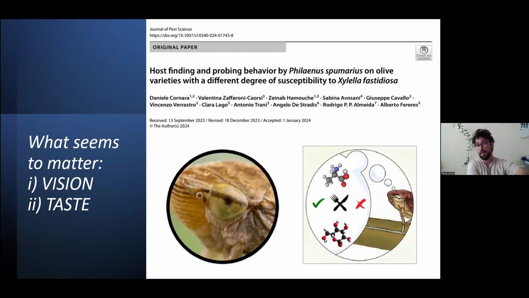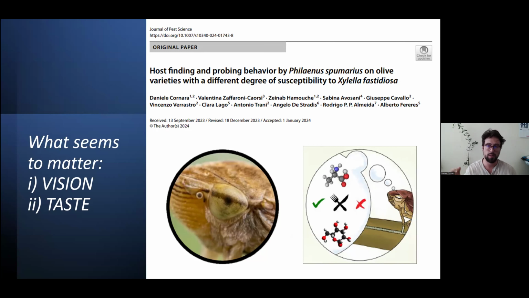This work has been published in the Journal of Pest Science. Here is the reference, and the two main take-home messages are these. First, there is an external difference in olive varieties: when Philaenus is given a choice, in our experiment, it goes toward the bacterium-susceptible variety. So there is something that Philaenus perceives that attracts it toward that plant, the Oliarola plant for example in our experiment, compared to Lecino.